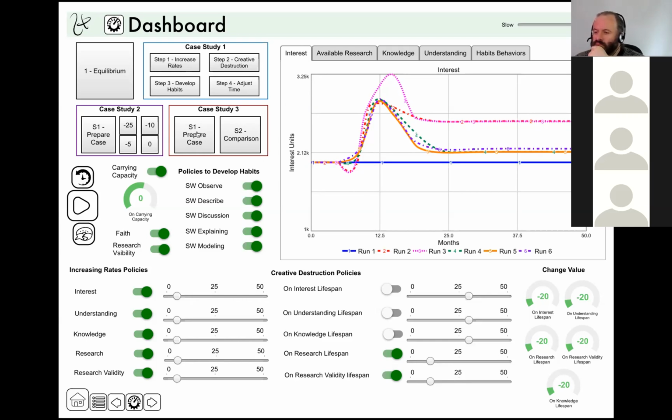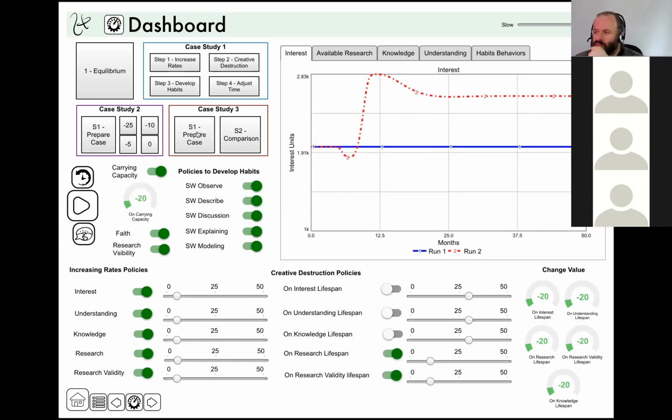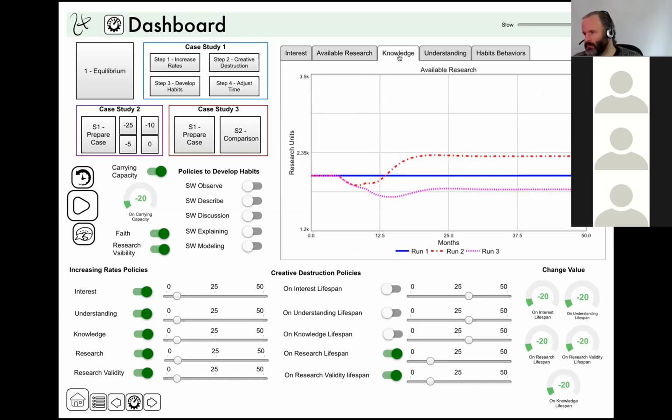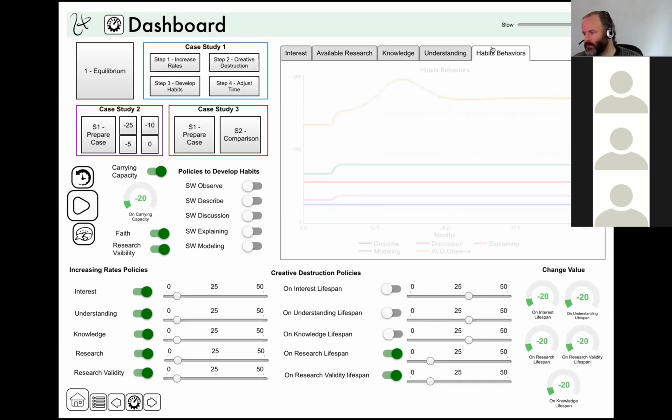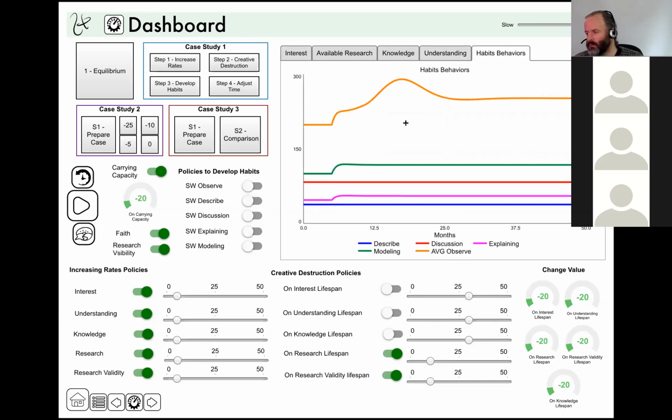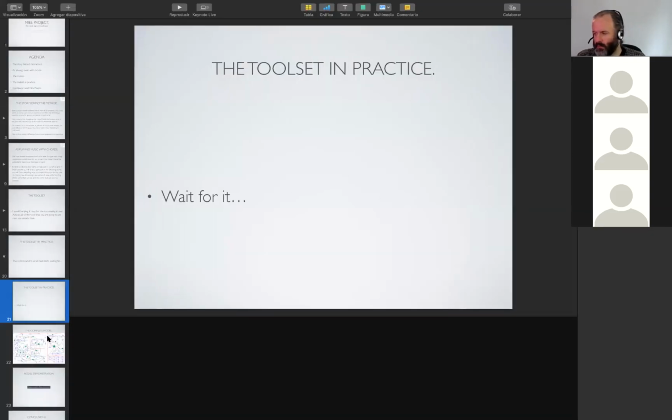Then on case study 3, we just make a comparison with the variables on and the policies to develop habits on and off and such. So there is for the several variables. I'm going to change again from screen. I wanted to give more time to the model, but well.